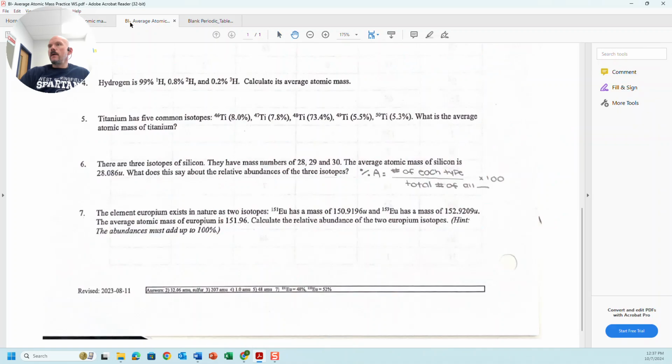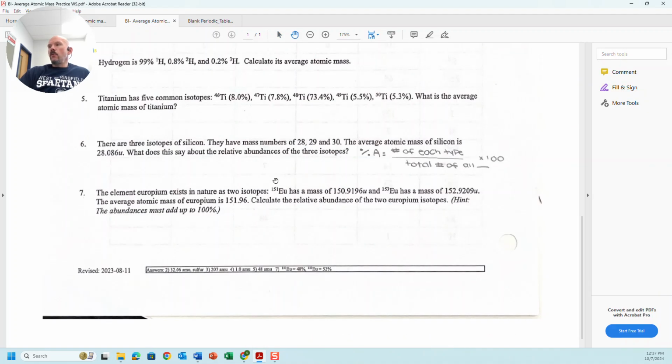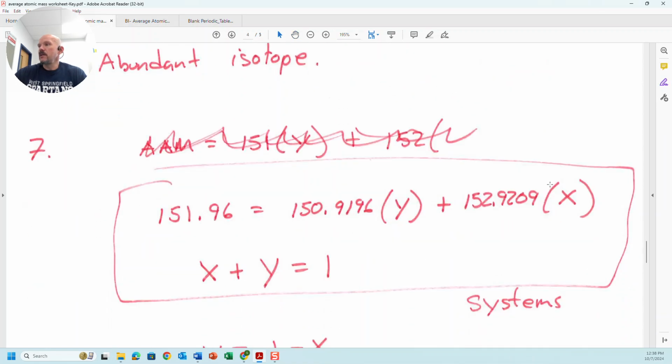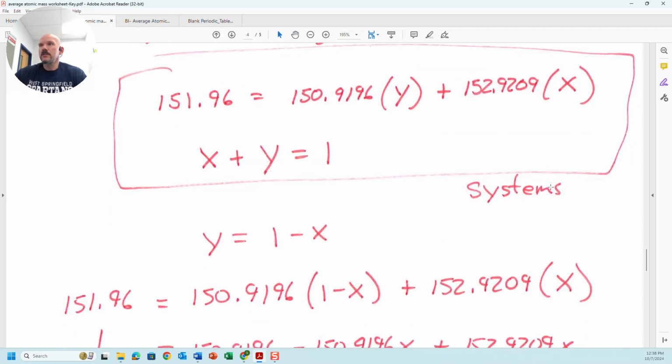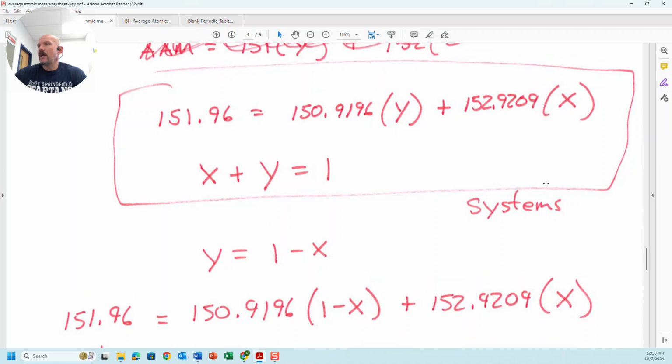All right. And then the last one here, we got two isotopes, right? So we got an element that has two isotopes, and we're given the average atomic mass. So given the mass number of each of the isotopes, and given its average atomic mass, now we want to calculate the percent abundance, okay? So this is going to be using, I don't know if they still call this in math, but it's going to be kind of equation systems or systems of equations.